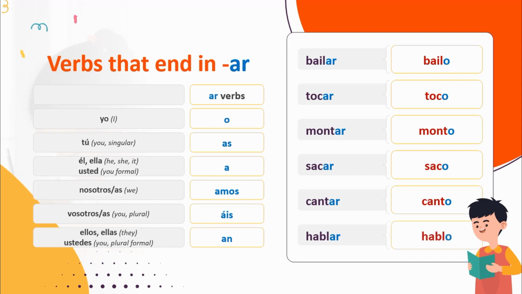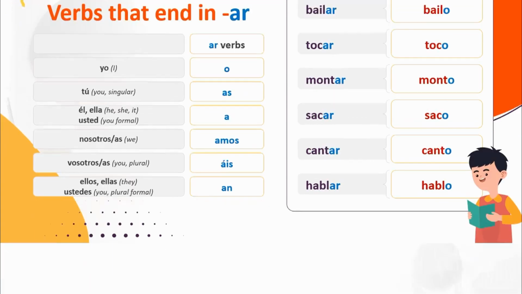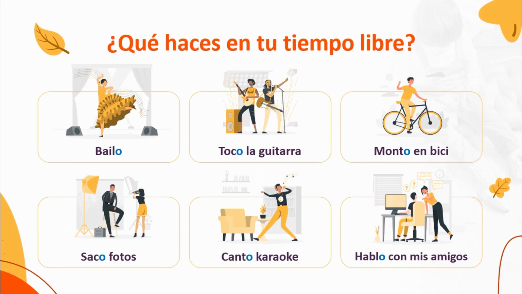Hablo. Now feel free to pause the video and practice conjugating these verbs for different persons of the verb. For instance, bailamos, tocas, montan. Knowing your verb endings allows you to talk about different people, but also to recognize who someone else is talking about. Let's look at today's key question and possible answers.